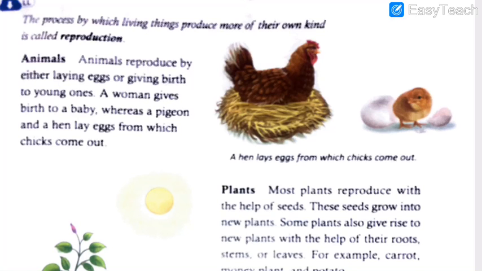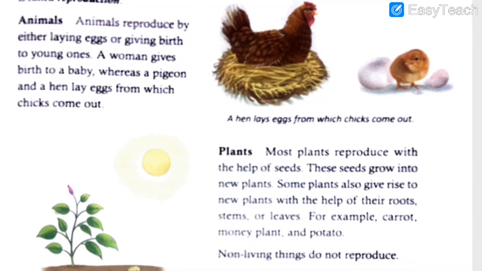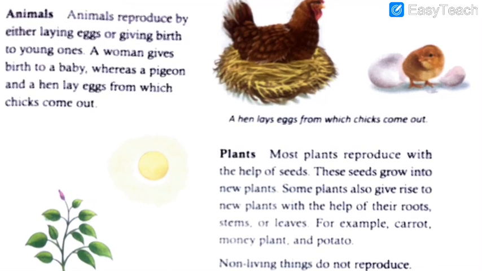They give birth to a baby or cub or whatever of their own kind. So this is called reproduction. It is two words, re and production. So production is remade by the specific species. Animals reproduce either by laying eggs or by giving birth to young ones. A woman gives birth to a baby, whereas a pigeon and a hen lay eggs from which chickens come out.